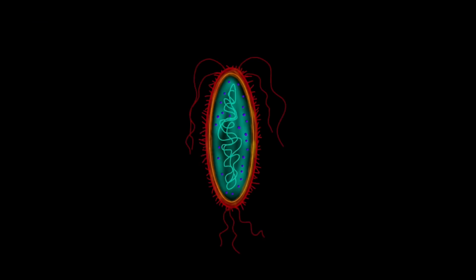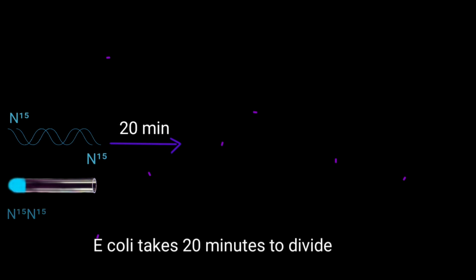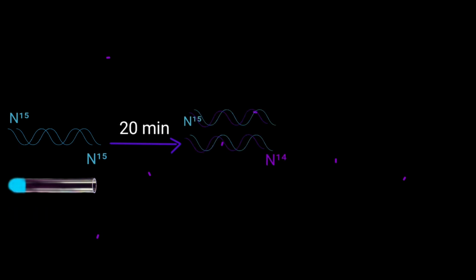Now they transferred E. coli, whose DNA was incorporated with N15, into a medium of normal ammonium chloride, that is N14. After a definite time interval, DNA was extracted from the culture and centrifuged. The E. coli from the first generation had a hybrid or intermediate density.